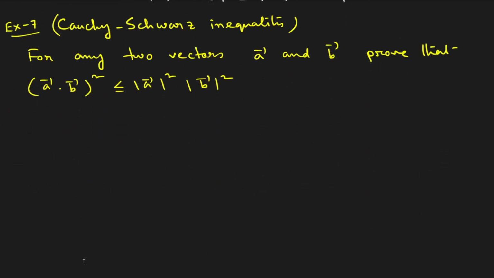Okay, so let us do today's last problem. This particular problem is also called the Cauchy-Schwarz inequality. So here, what to show? For any two vectors a bar and b bar, we have to prove that a dot b whole square is less than or equal to mod a whole square and mod b whole square.